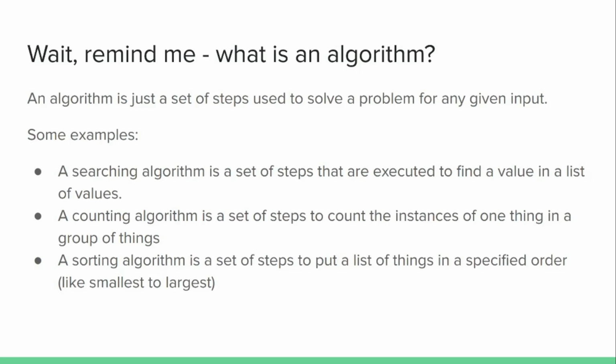Before we go on, let's make sure everybody understands what I mean when I talk about an algorithm. An algorithm is just a sequence of steps that we use to solve a problem. And when we're talking about programming, these are just actual lines of code that we execute in our program. Some examples of algorithms that are really common in computer science, and which we use to understand big O notation and complexity, are a searching algorithm, which is a set of steps that we use to find a value in a list of values. A counting algorithm is a set of steps that count the instances of one thing in a group of things. And a sorting algorithm is a set of steps to put a set of things in order.